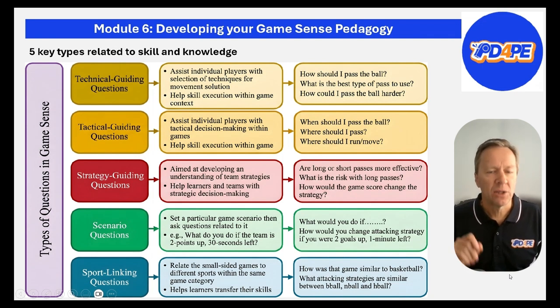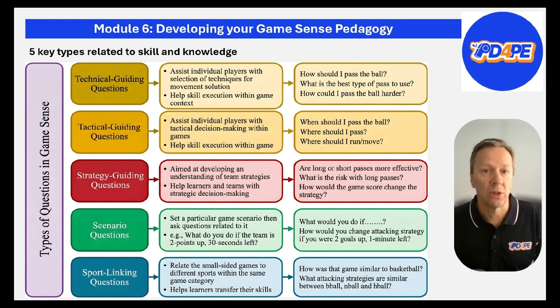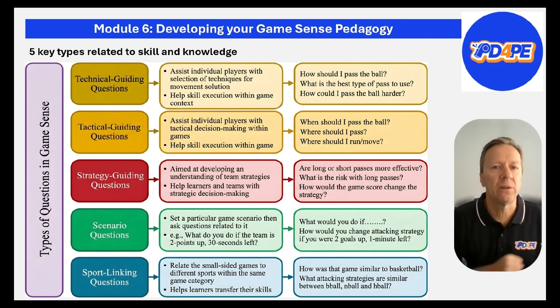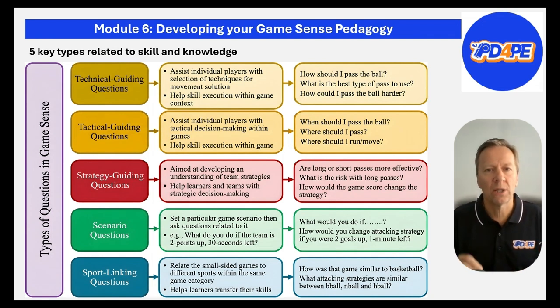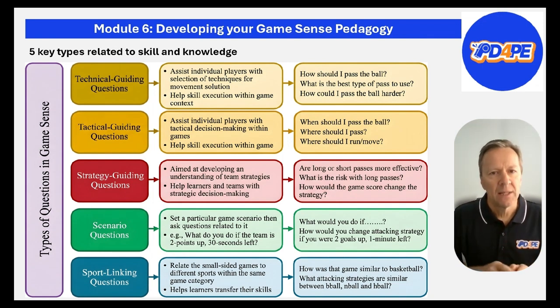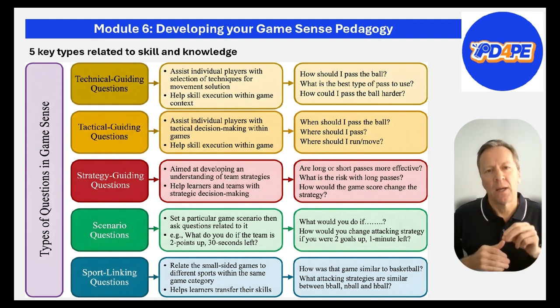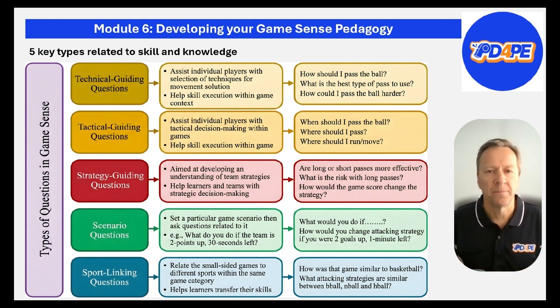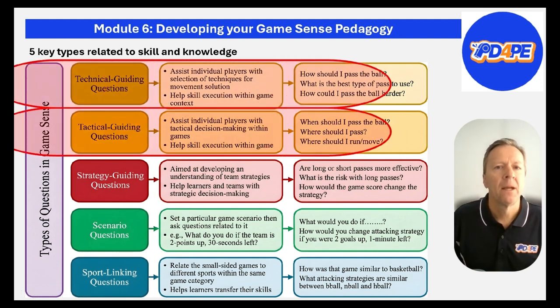We have 5 types of questions that are related to the skills and knowledge part of game sense. And don't forget that we can still ask questions related to the affective and social learning outcomes, such as how did you feel while you were playing that game? Or what did you do to work effectively with your teammates? Or what did you do in that game to help one of your teammates? I always aim to ask 2 or 3 skill and knowledge questions at each break, and then 1 affective or social question.